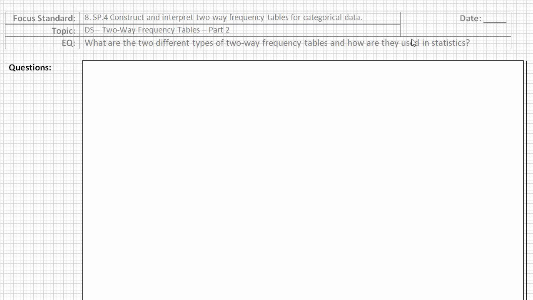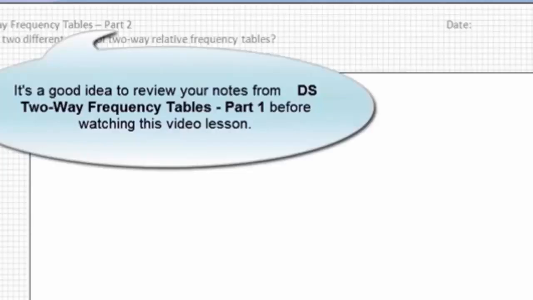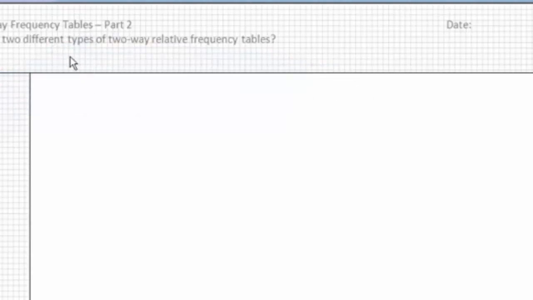It's also a good idea that before we begin today, you review your notes from DS Two-Way Frequency Tables Part 1, as we will be examining the same data table, yet looking at it using two different types of relative frequency. So, if your header and your columns are all set up, let's begin.